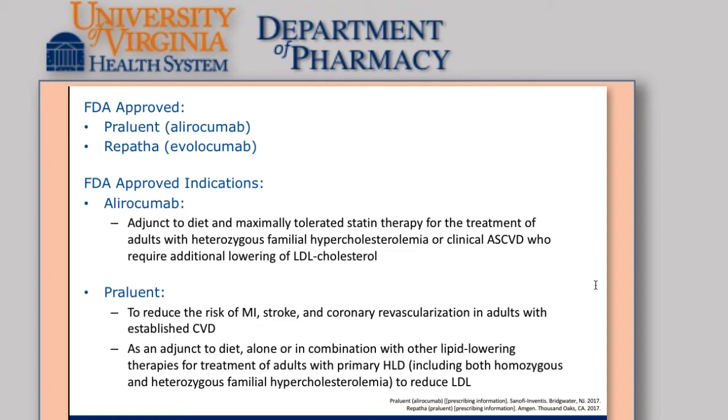But some of our patients do still have elevated cholesterol, so what can we do for them? The drug class, the PCSK9 inhibitors, came around, and the FDA-approved drugs are alirocumab and evolocumab. They're FDA-approved as an adjunct to diet and maximally tolerated statin therapy for the treatment of adults with either familial hypercholesterolemia or who need additional LDL lowering due to clinical ASCVD.